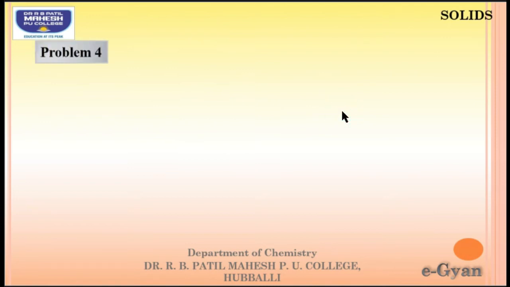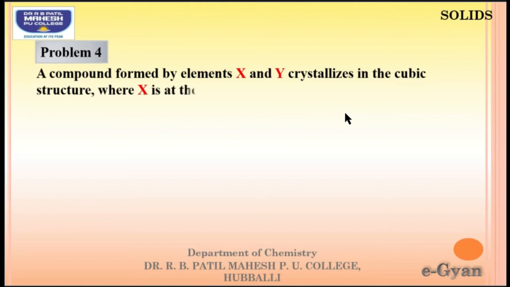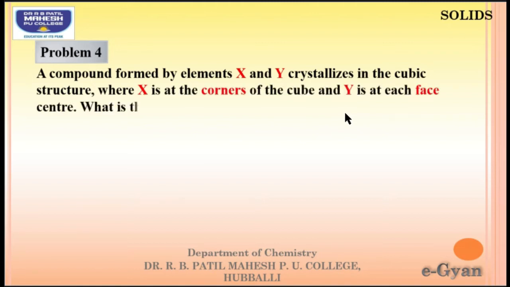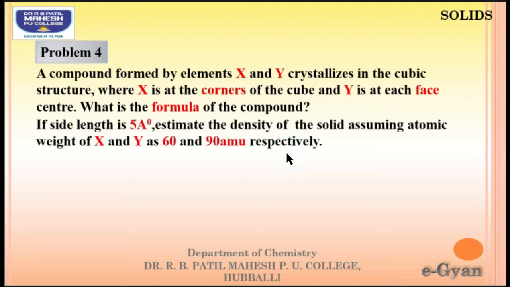Fourth numerical: a compound formed by elements X and Y crystallizes in a cubic structure where X is at the corners of the cube and Y is at the face centers. What is the formula of the compound? If the side length is 5 angstrom, estimate the density of the solid, assuming atomic weights of X and Y are 60 and 90 AMU respectively. First, let us solve the first part.